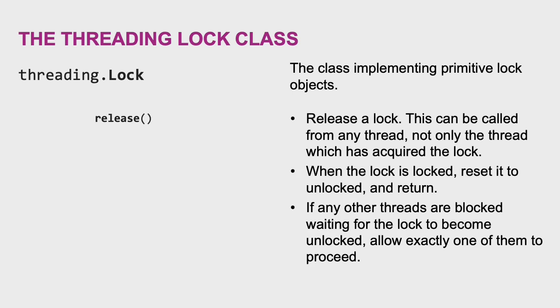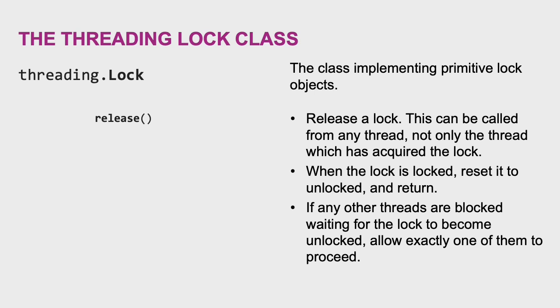Another important method of the lock class is the release method. The result of release is very, very simple. It simply releases the associated lock. This can be called from any thread, not only by the thread that actually acquired the lock. When the lock is locked and you invoke the release method, the lock is unlocked and the method returns.